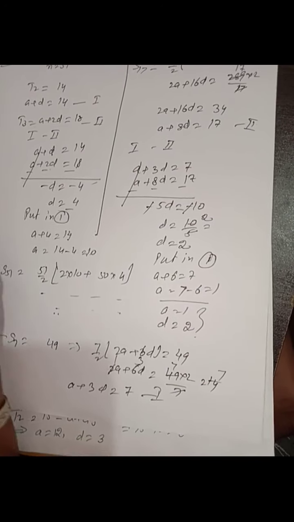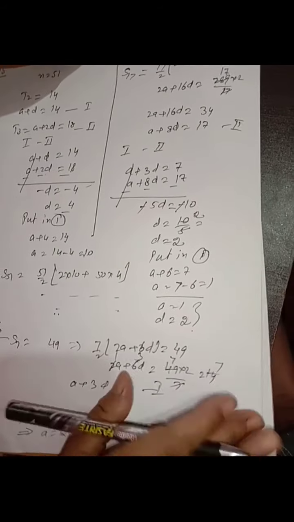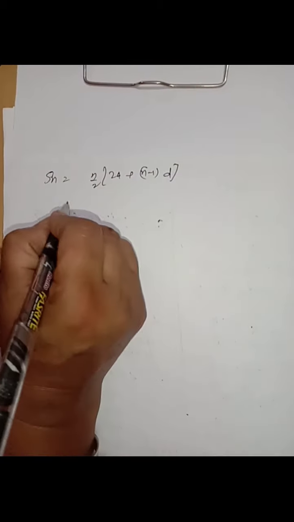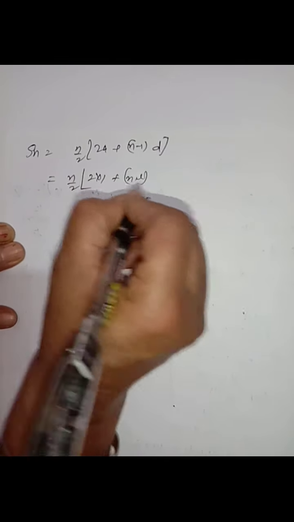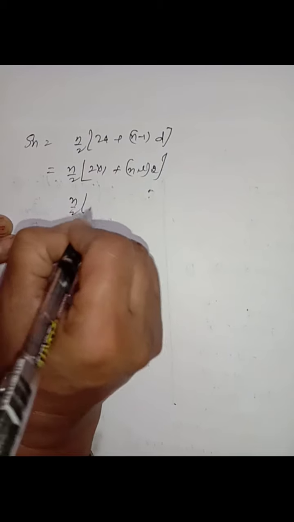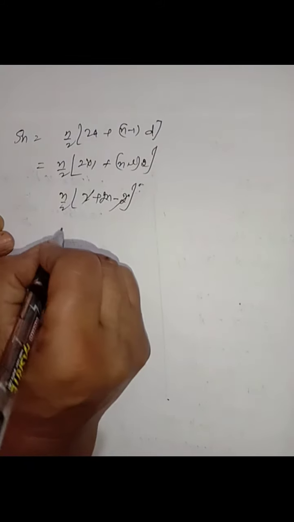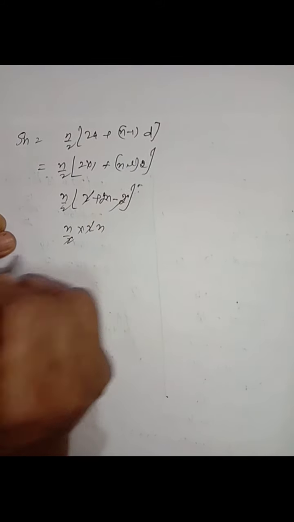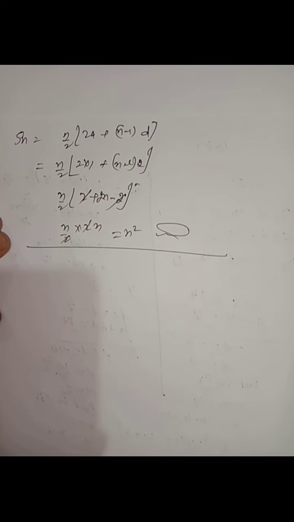See, now they are asking to find the sum of first n terms. N is not given, so insert the value of a and d. Sn is n by 2 into 2a plus n minus 1 into d. A is 1, d is 2, so n by 2 into 2 plus 2n minus 2. The 2 cancels, n by 2 into 2n, so n square is the answer. This is question number 6.